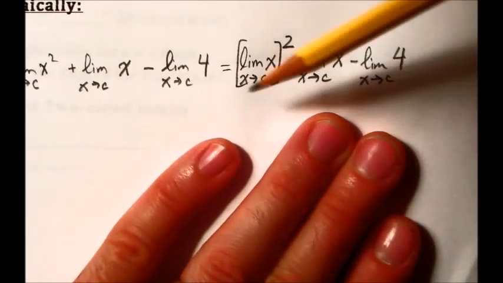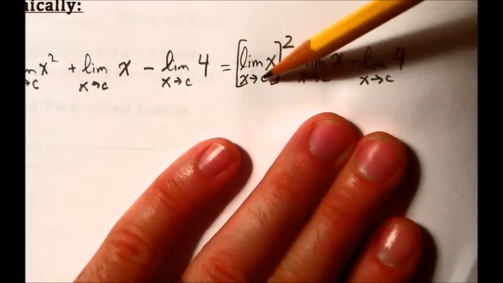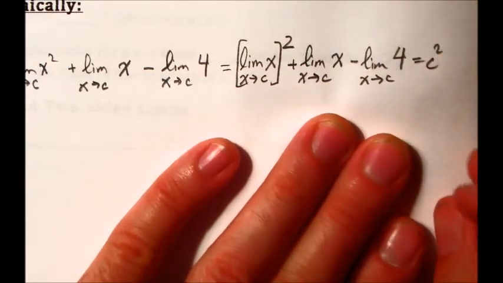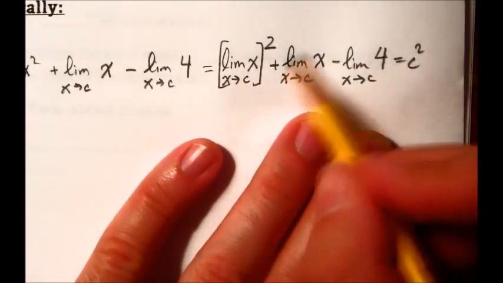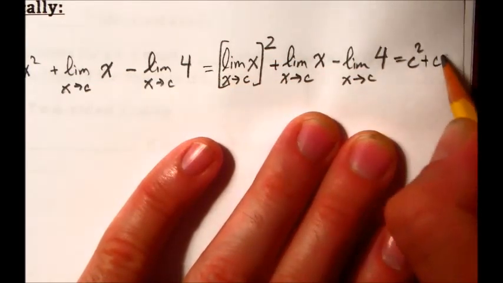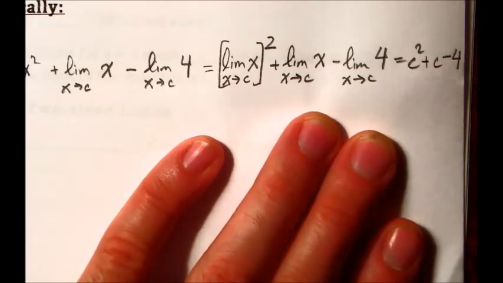method. So remember, the limit as x approaches c for x is simply c. So we end up with c squared. The second one is c. And we said that for a constant, we just go with that constant. So the answer is c squared plus c minus 4.